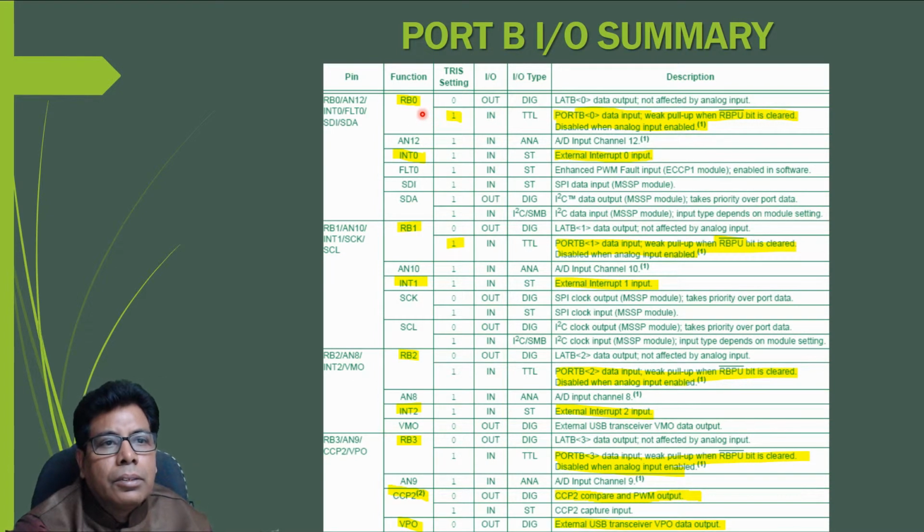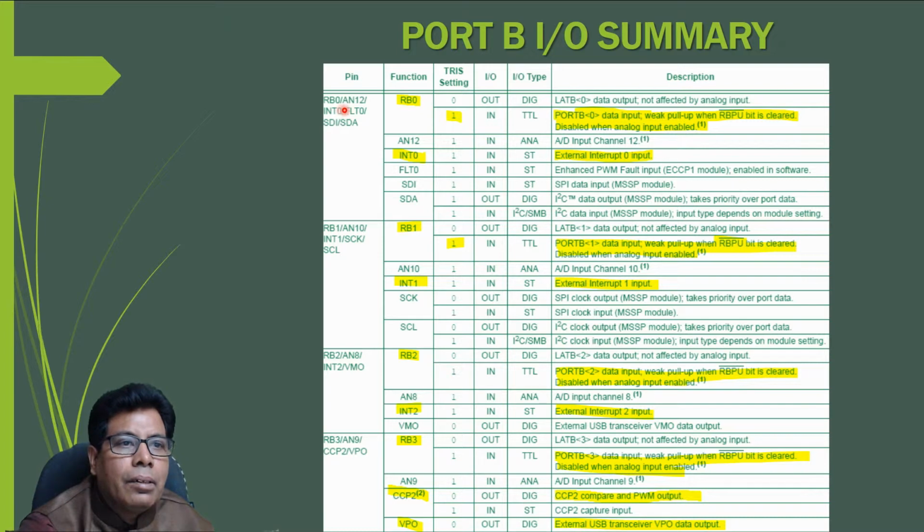Now here the pin RB0 has multiple functions: RB0, then INT0, SDI, SDA, and so on. When it is used as an input output pin, if the TRIS setting is 0, it will be used as output. If it is 1, then it will be used as input. Port B data input has a weak pull-up when the RBPU bit is cleared. Then INT0 is used as external interrupt 0 input.